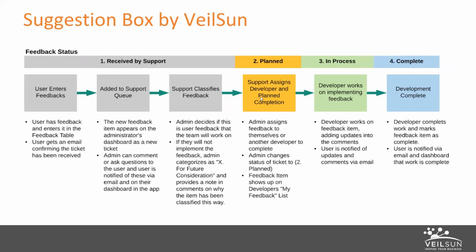If you do have multiple developers in your organization, there's actually a role in the application called developers, where if you assign it to them, it'll show up on their dashboard for something that they need to complete. Then once they start working on it, it moves into in process. The user is notified if there are any questions or updates; they get an email. And then once development is completed, whoever's working on the feedback item would mark it as complete. So this is the overall flow of the application, and I'll just walk through it.